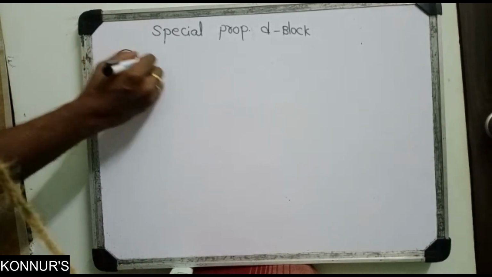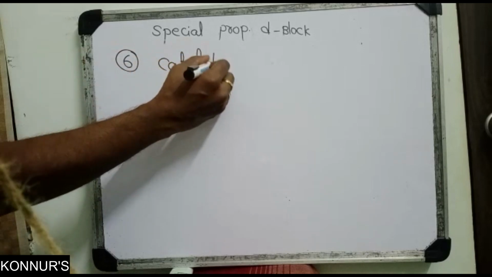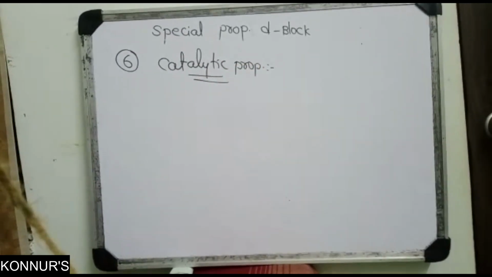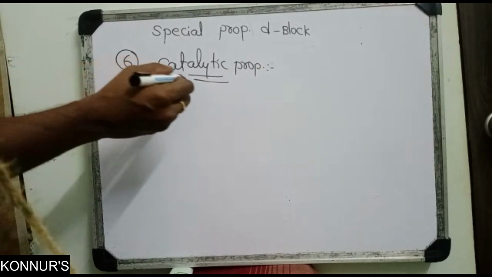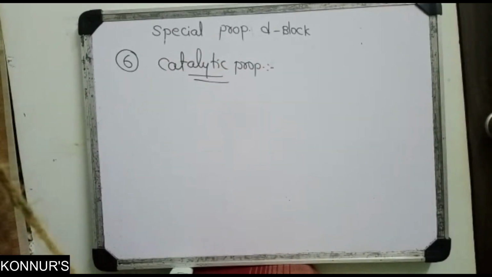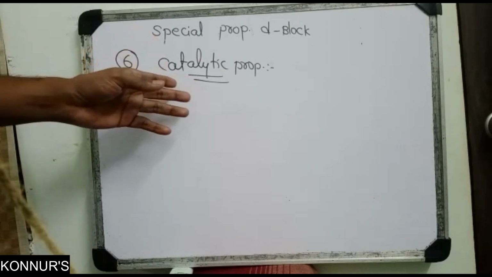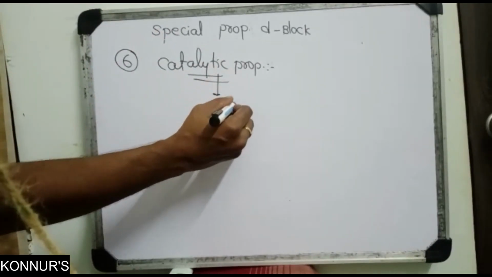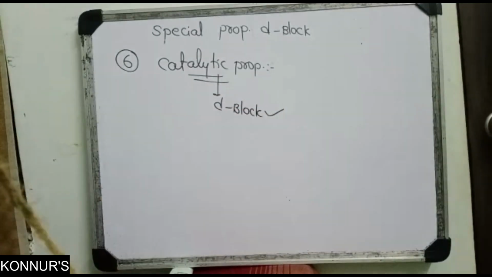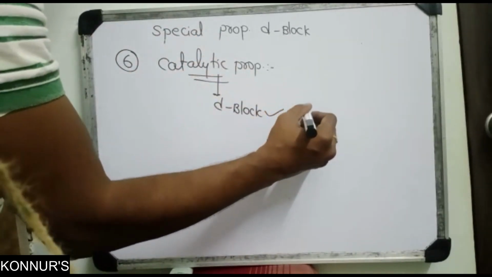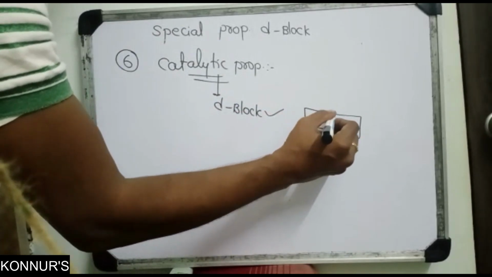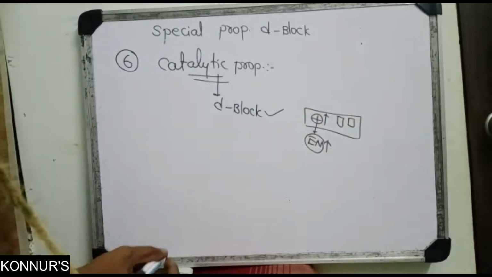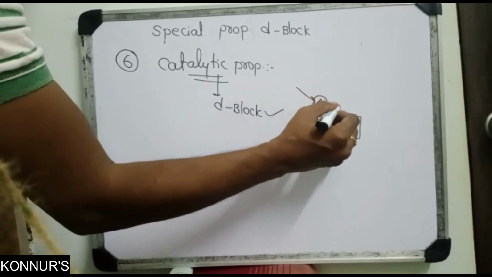Next point, the catalytic property. What is a catalyst? It does not directly participate in the reaction, but either increases or decreases the activation energy and changes the rate of reaction. Already in surface chemistry we discussed the entire detail. The majority of catalysts are D block elements only. Why do D block elements show this? Their speciality is more positive oxidation states, and they have so many empty orbitals, so they attract reactants close.